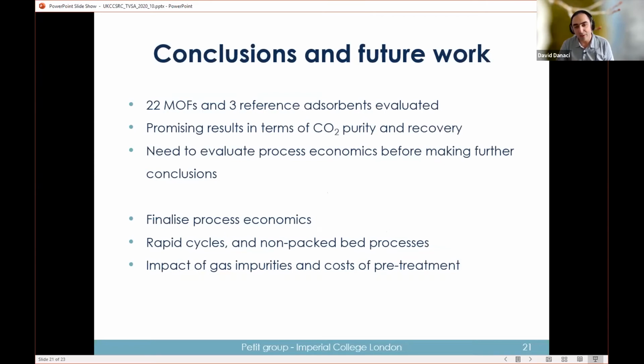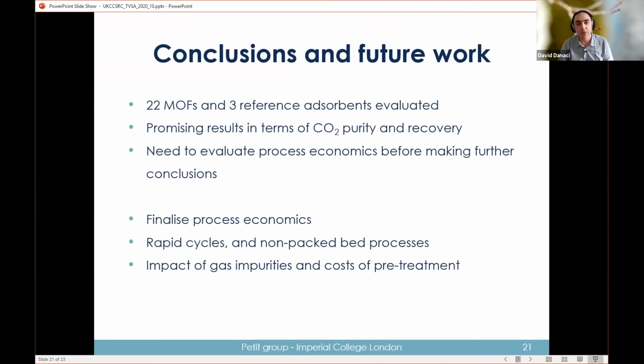So just a quick summary or a quick conclusion. We looked at 25 adsorbents, and we have seen much more promising results in terms of CO2 purity and recovery for TSA compared to PVSA. However, the main conclusion is going to come once the process economics are finalized, because that's where we see the impact of the time and the trade-off between the working capacity and the productivity.